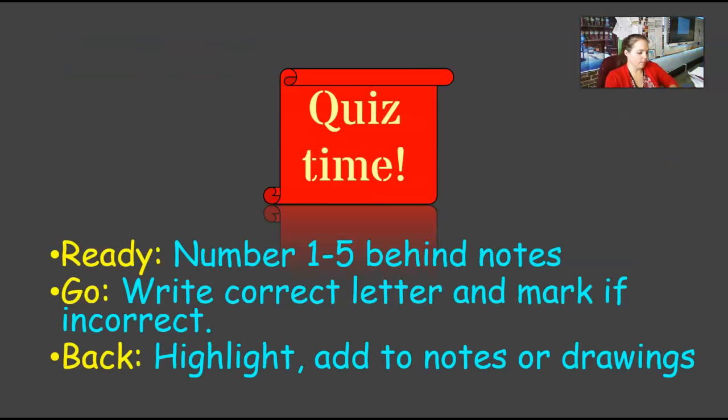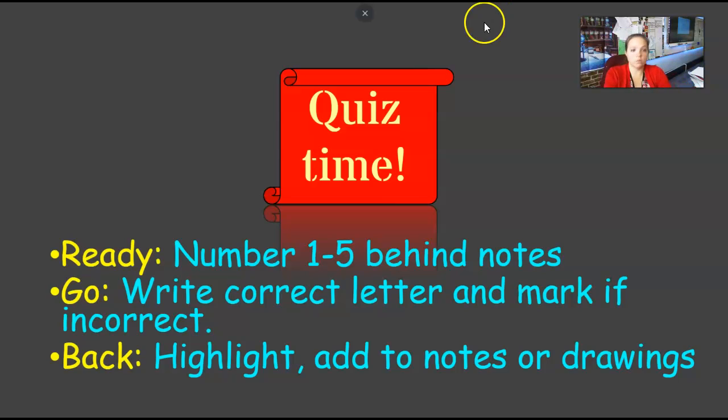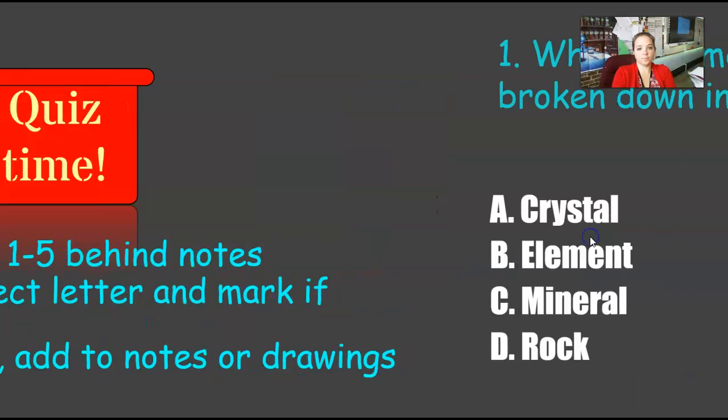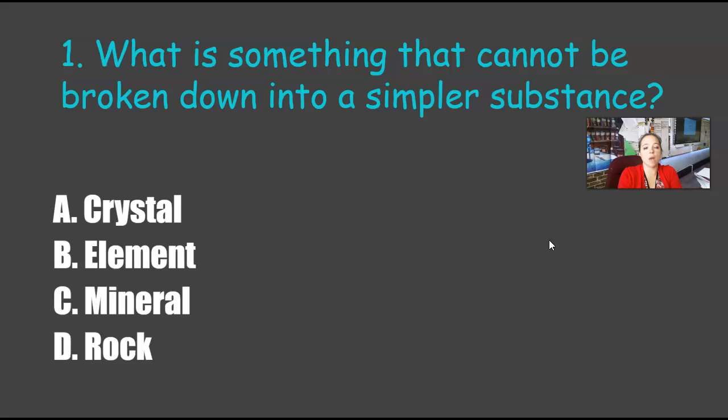All right, quiz time. So what you're going to do, grab out a piece of paper. I like to label it quiz 1, mineral characteristics, 1, 2, 3, 4, 5. Pause if you need to, and go back if you need to to answer some questions. All right. So what is something that cannot be broken down into a simpler substance? A crystal, an element, a mineral, or a rock.